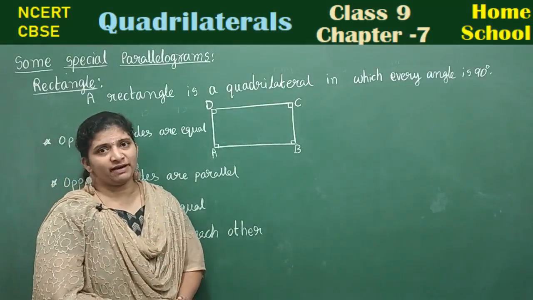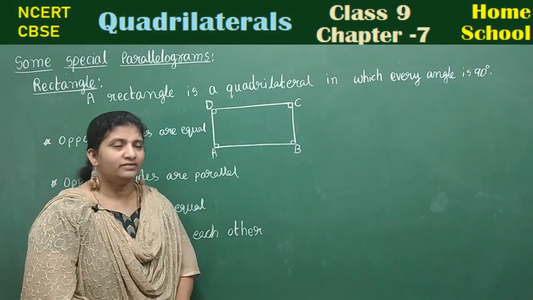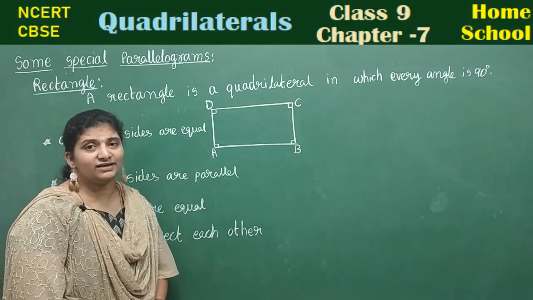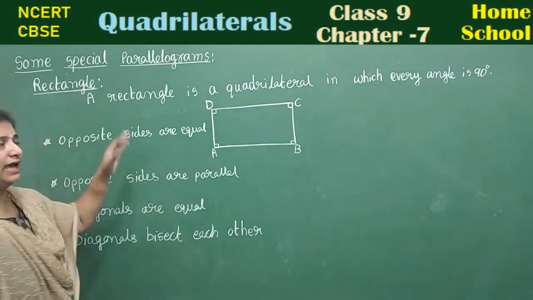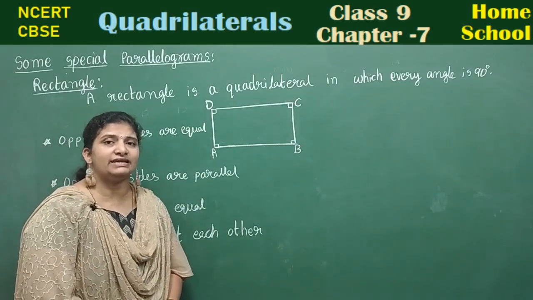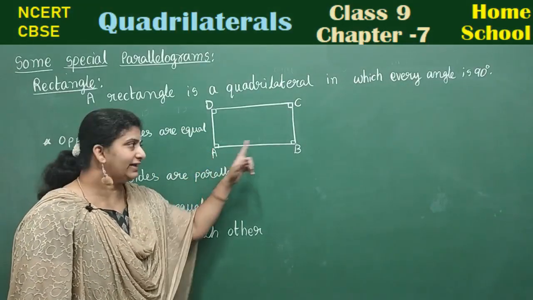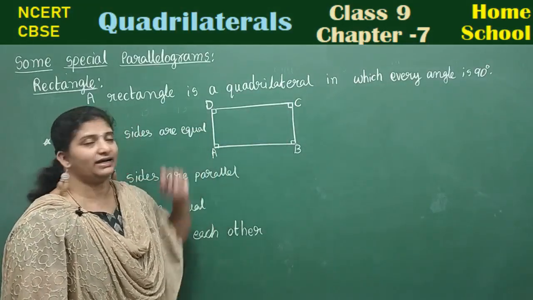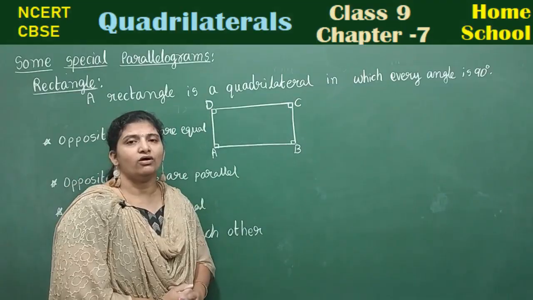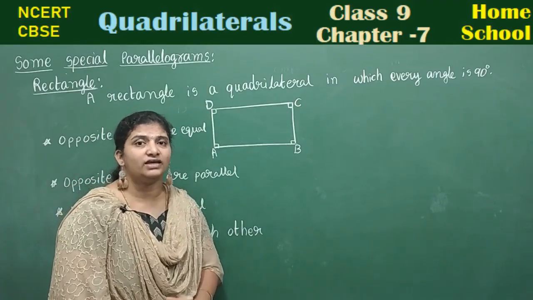Next, one more special parallelogram we are going to deal with: the rectangle. A rectangle is well known to us, right? A rectangle is a quadrilateral where every angle is 90 degrees. 90 degrees means it is a right angle. All the angles are right angles. Look here, angle A is 90, angle B 90, angle C 90, angle D 90. We call a quadrilateral a rectangle when all the angles are 90 degrees and the opposite sides are equal.